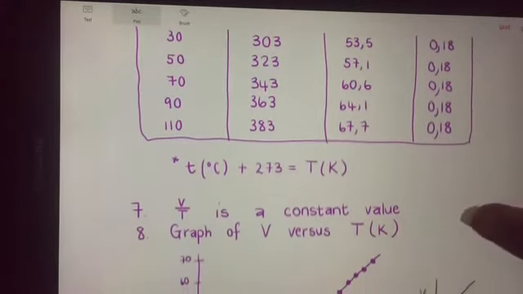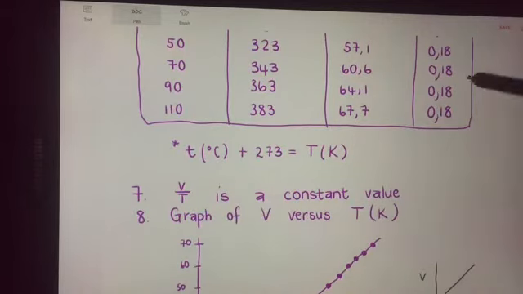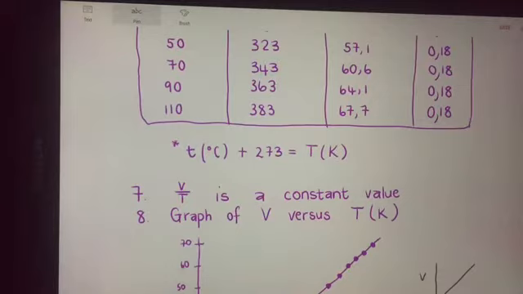Then they ask some questions. They say, what do we see about the value of V divided by T? And as we've already said, it's a constant value. And then they ask you about the different graphs. So they ask you about the shape of the graph and so on.